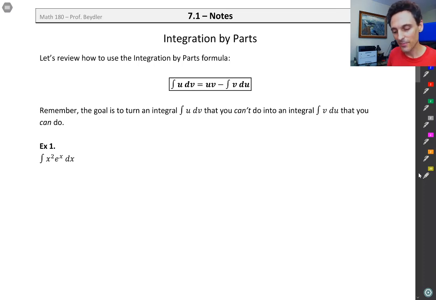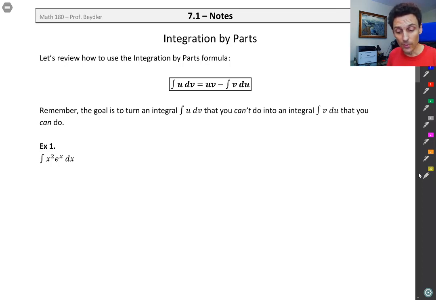In this video, we're going to go back in time and review a technique that you learned in Calculus 1. It's a family favorite, integration by parts. Here we have the integration by parts formula. The integral of u dv equals uv minus the integral of v du. You proved this back in Calculus 1, and you might recall it comes from the product rule for derivatives.